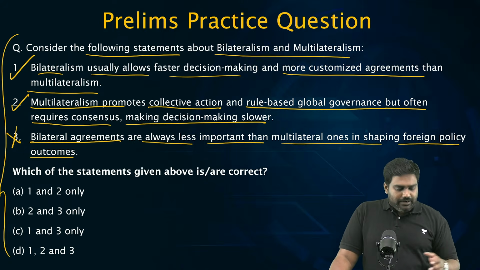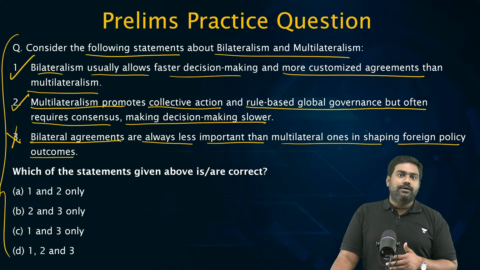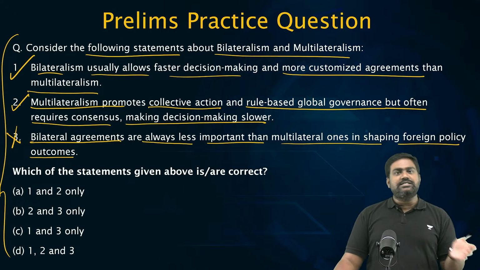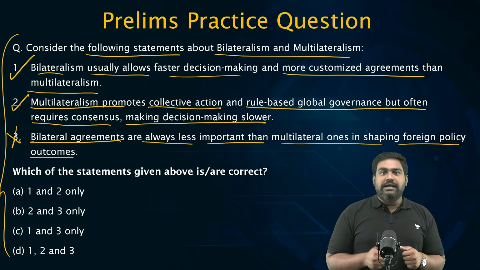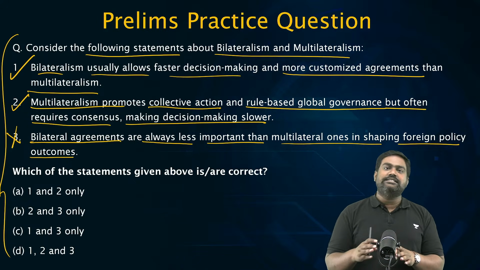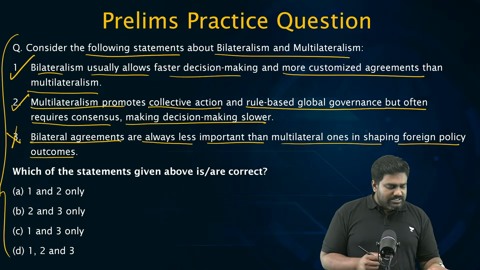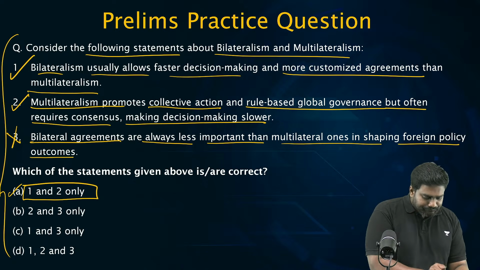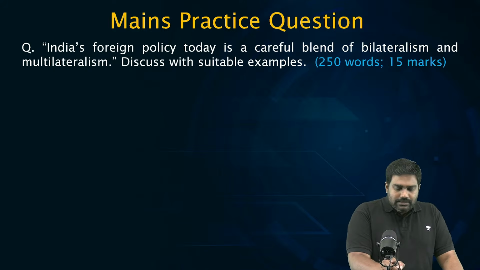I just explained neither bilateralism is the best nor multilateralism is the best, right? They all have their pros, their cons, their advantages and their disadvantages. So there's no one perfect way of building international relations. Sometimes bilateral ties are better. Sometimes regional ties are better. Sometimes multilateral, minilateral ties are better. So statement 3 is absurd. It's wrong. So 1 and 2 only. Option A becomes the correct answer.